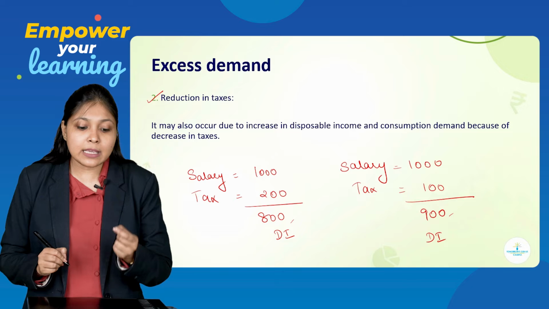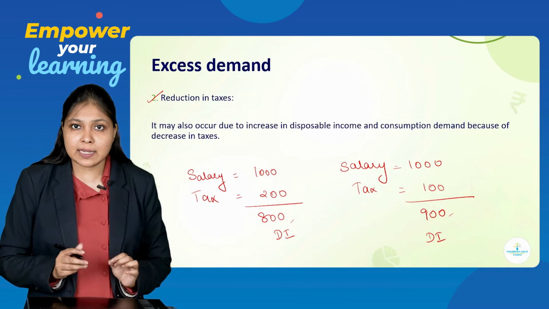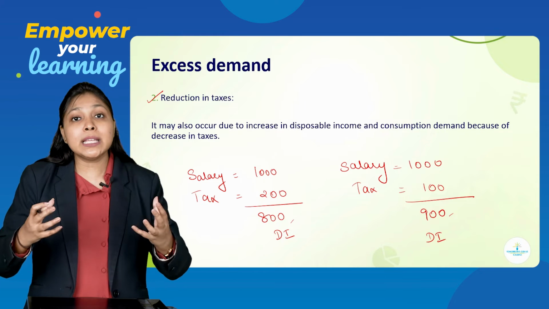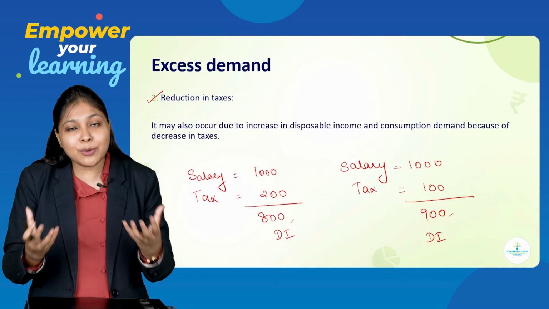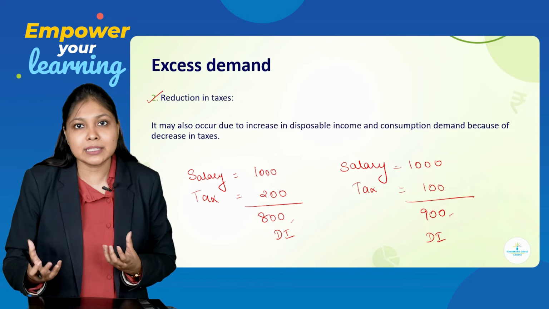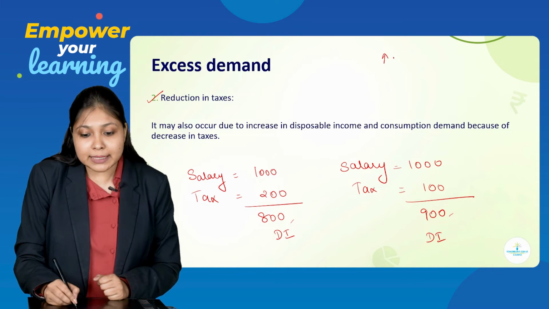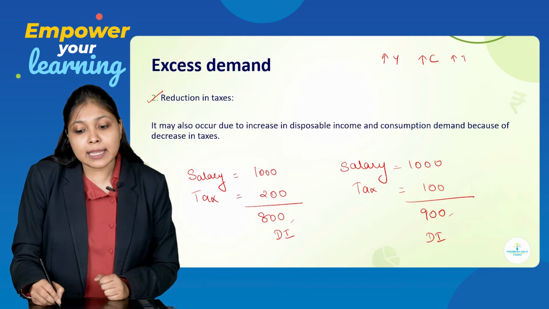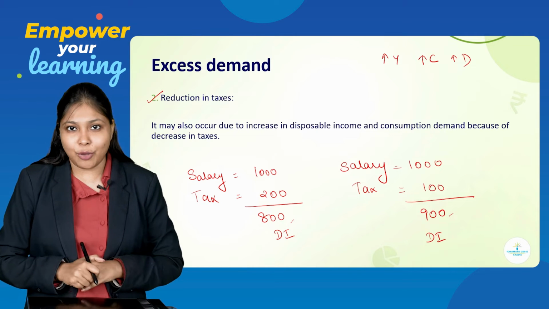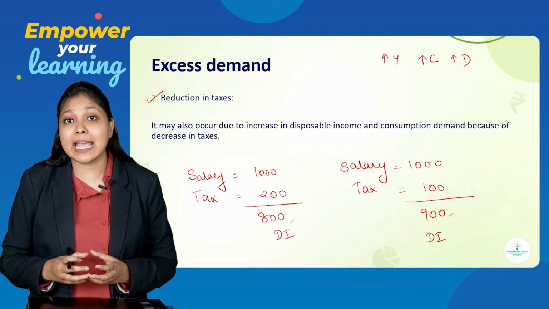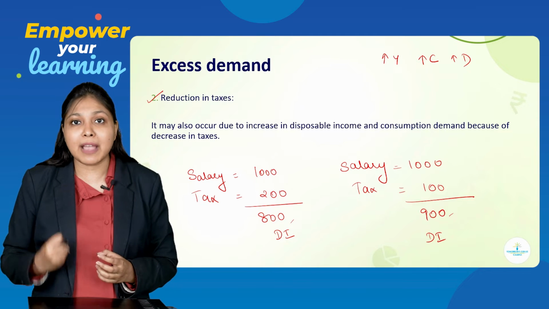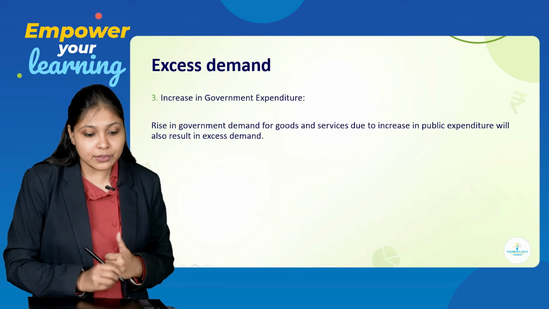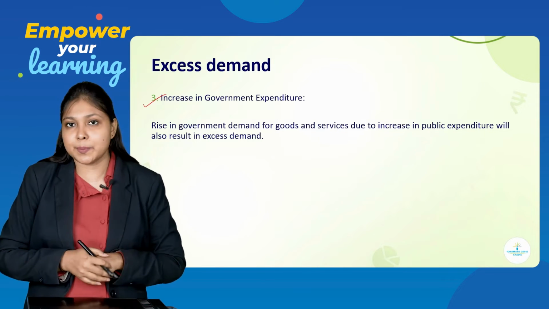So you can see in the first situation, the disposable income was 800. In the second situation, disposable income is 900. So the more the money, the more will be the consumption. We know that there is a direct relation between income and consumption. So more money, more income will lead to more consumption. More consumption will again increase the demand in the economy. So you can see that reduction in taxes is also a very important factor which leads to the situation of excess demand.